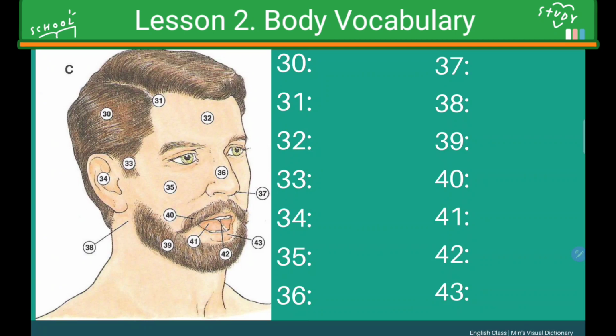Okay, number 30. Now it is our face. And then we have hair, hair, and the pronunciation is H. It's just like that, hair.